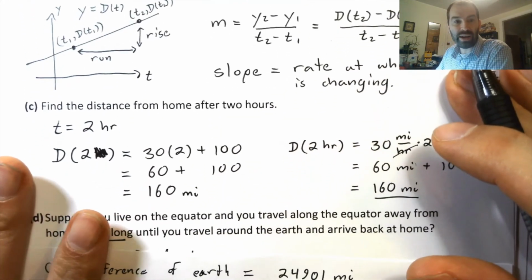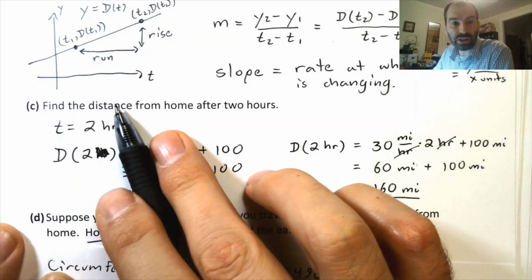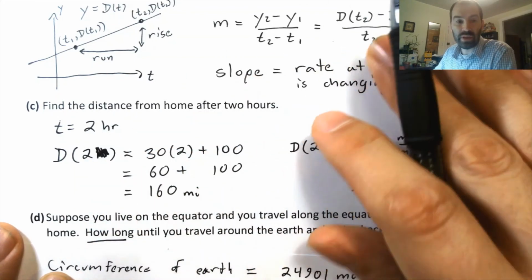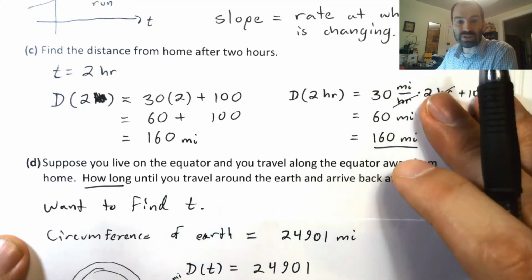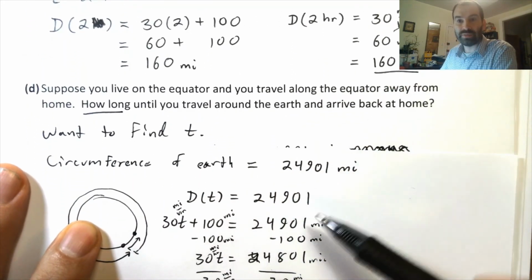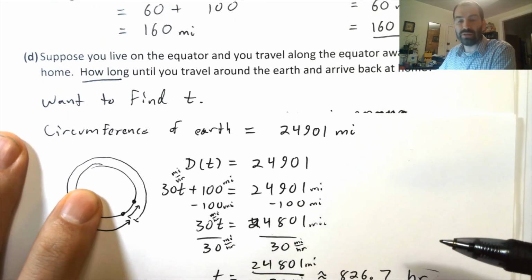And if you want to find the value of the function, you just plug in the value of t. If you want to find a value of t, you set up an equation to solve. You write it down, and then you solve.